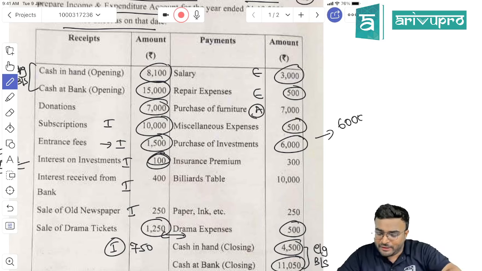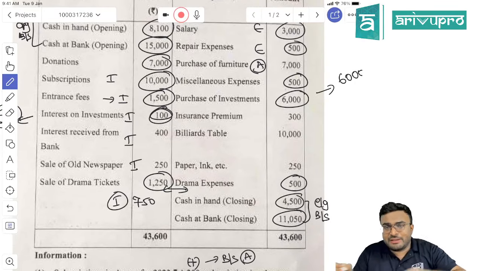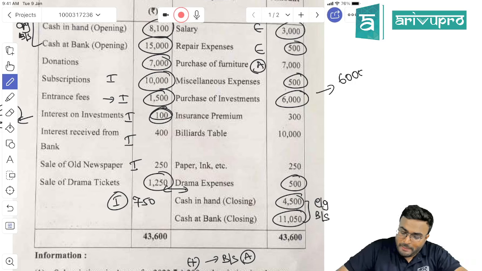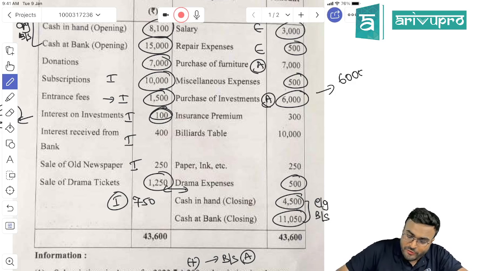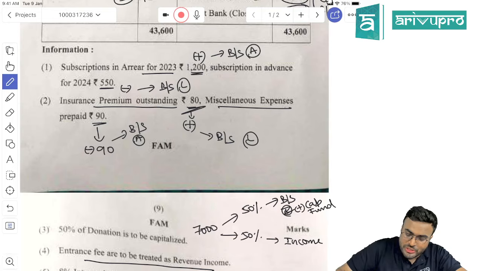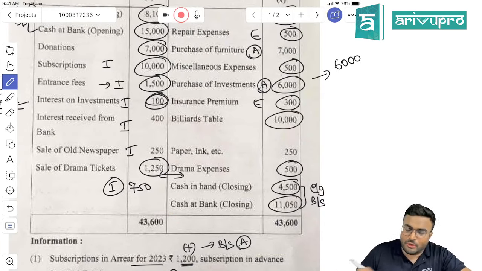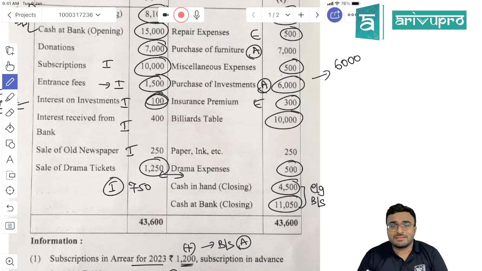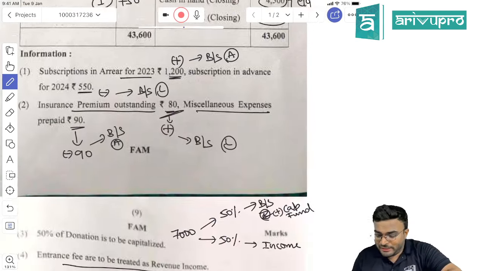Remember you had prepaid. Okay. Then we have purchase of investment. Investment will also go into the balance sheet, asset side. Insurance premium, what are we going to do? It will be taken as expense. But remember, we have an outstanding over here. Don't forget that. Billiards table 10,000. What is this? Last year's spending, 10,000 is paid.